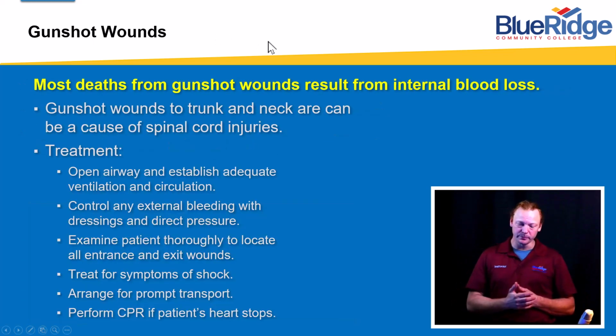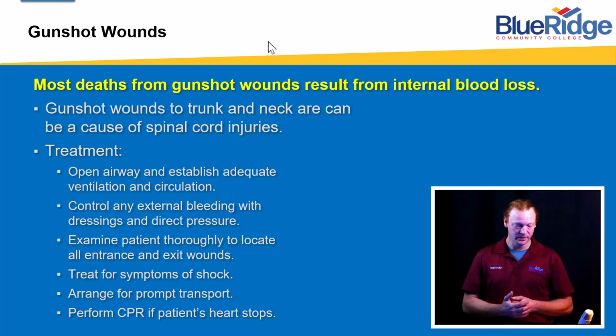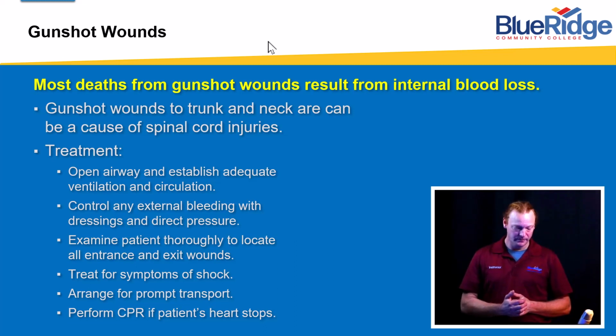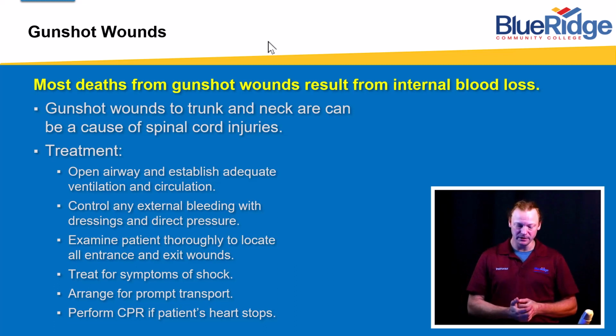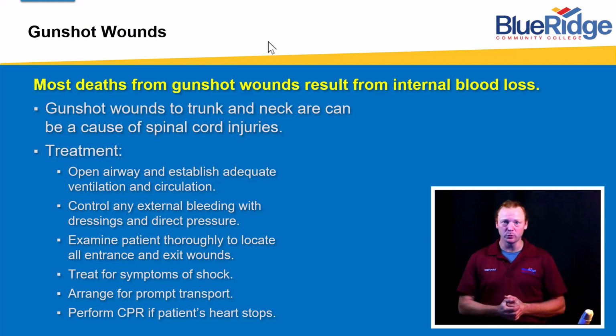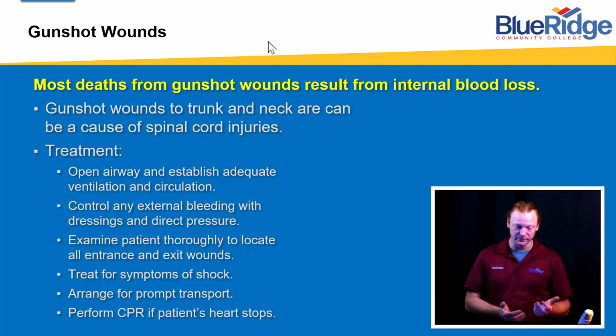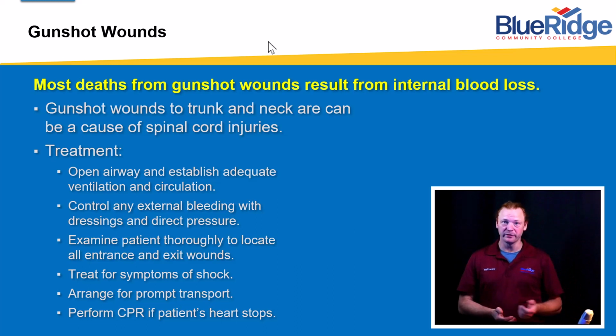Most deaths from gunshot wounds result from internal blood loss. Gunshot wounds to the trunk and neck can be a cause of spinal cord injury, so keep that in mind and protect the spine when treating these patients. We need to make sure that we have an open patent airway and adequate ventilation, assess for adequate circulation, and control any excessive external bleeding with our dressings and direct pressure.